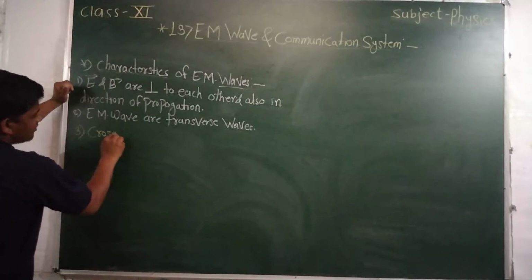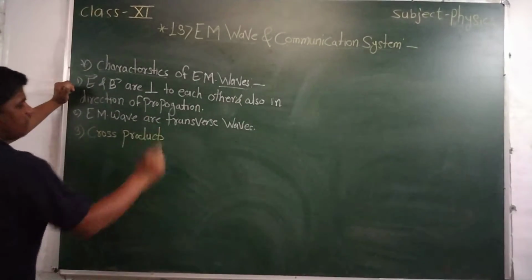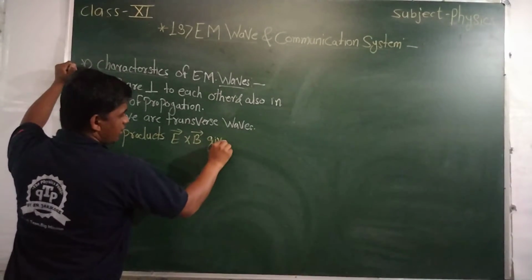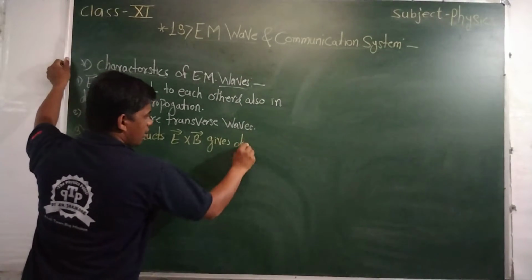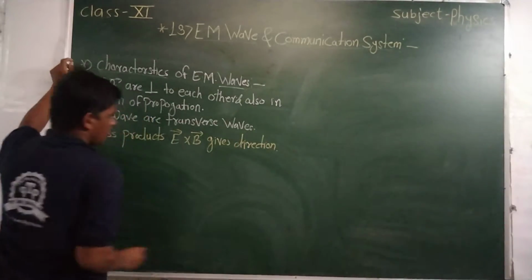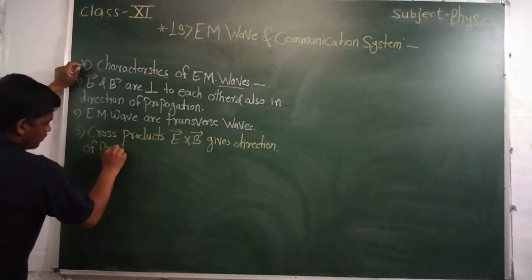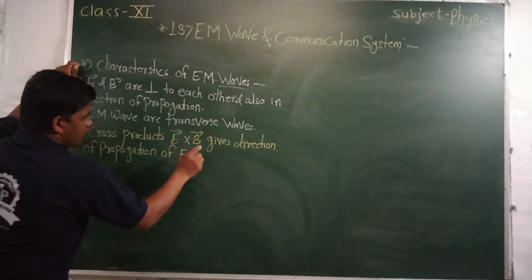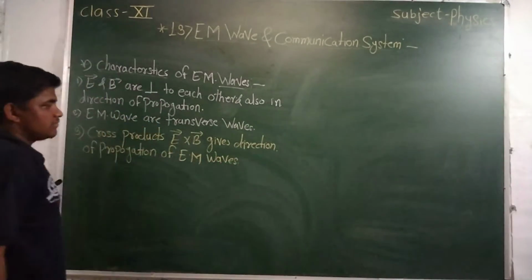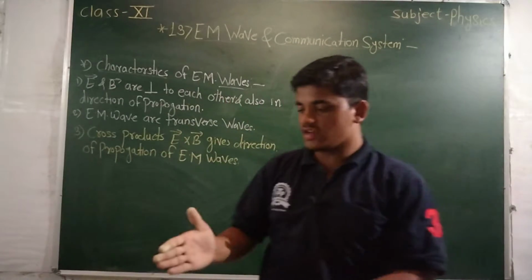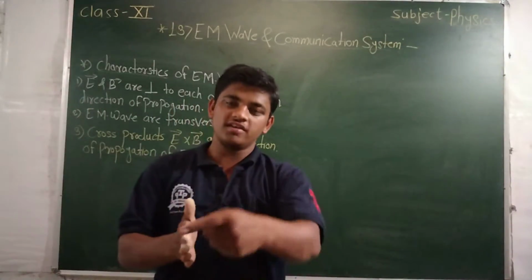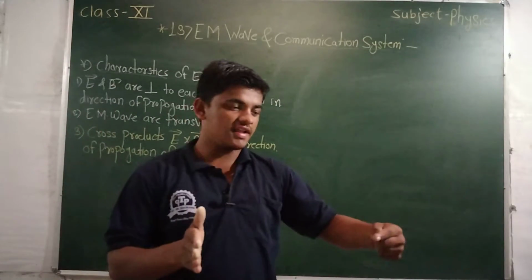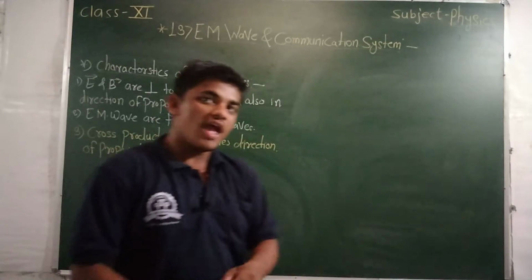Third, the cross product, which will be discussed in vectors. The cross product of electric field and magnetic field gives the direction of propagation of electromagnetic waves. We use the right hand thumb rule. One direction is the magnetic field and another is the electric field, perpendicular to each other, and the cross product of both is perpendicular to each, giving the direction of the waves.